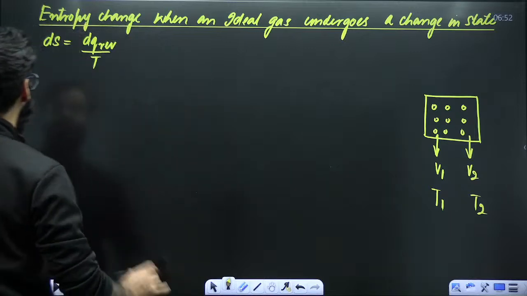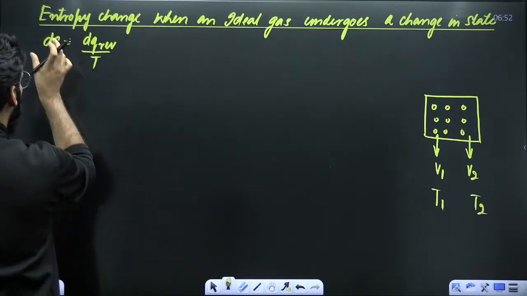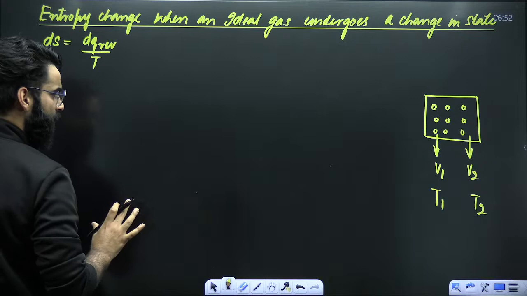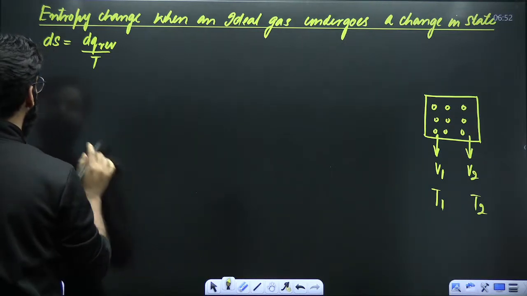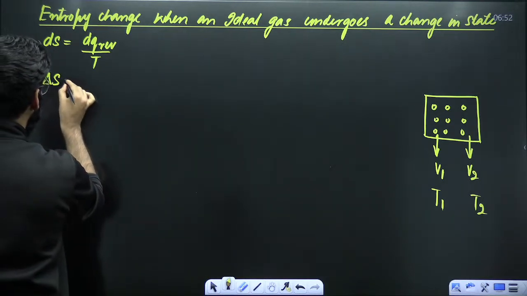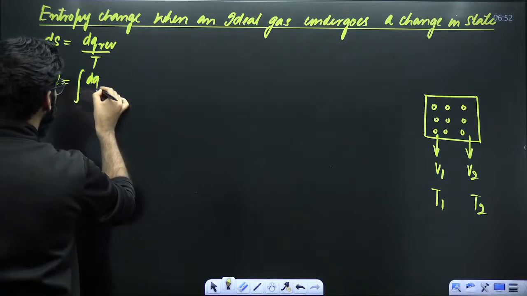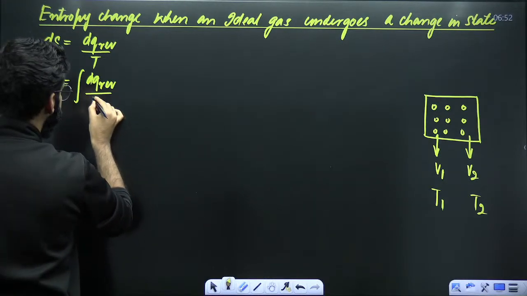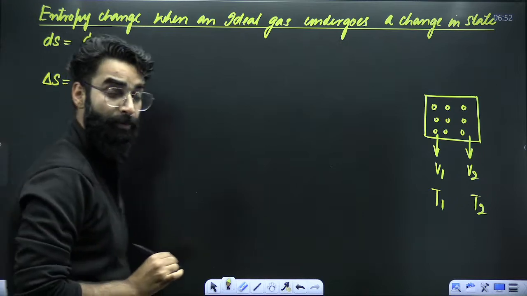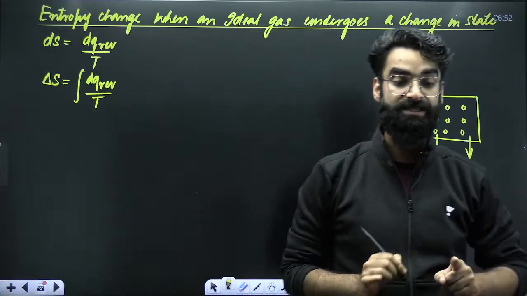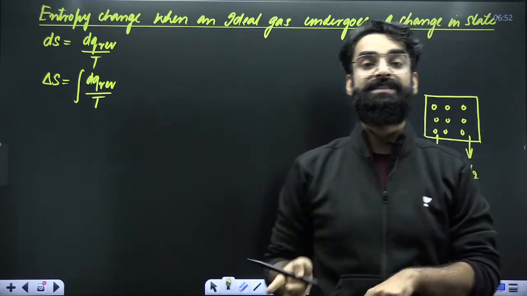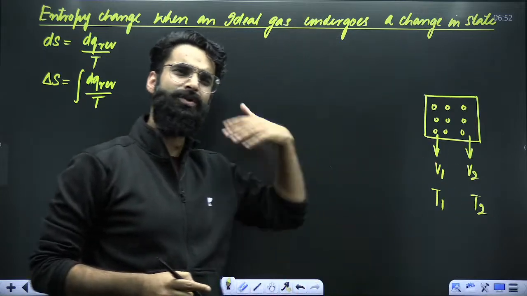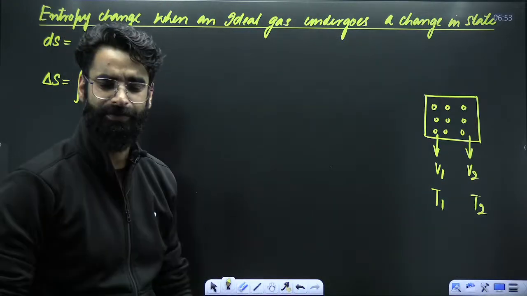So let's try to understand. First of all, we need to calculate the total entropy change of the gas, which undergoes a change in state. So basically, we need to calculate the value of delta S, which is integral dq reversible upon T. We need to calculate the total change in the entropy of the gas, whose volume is changing from V1 to V2, whose temperature is, for example, changing from T1 to T2.